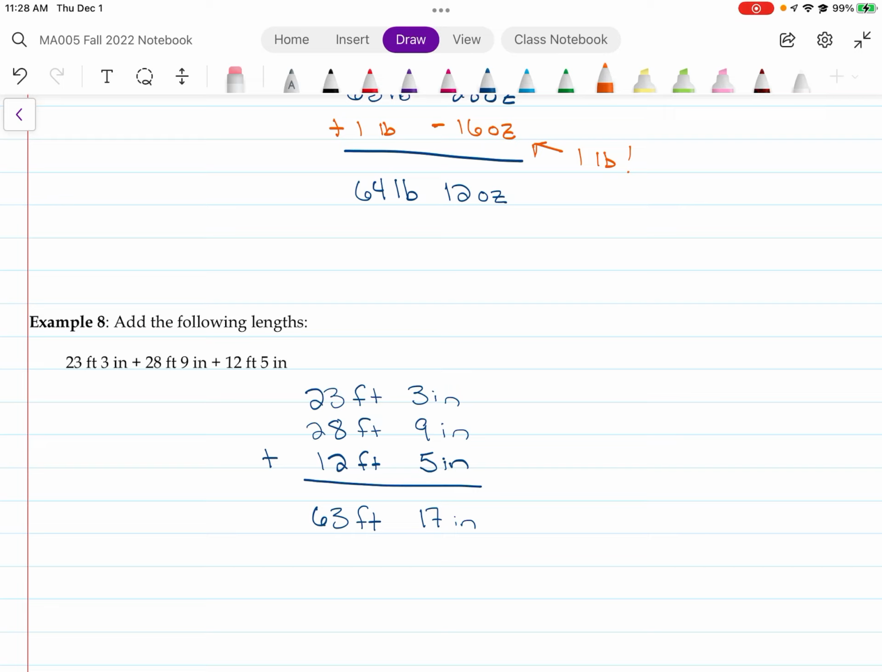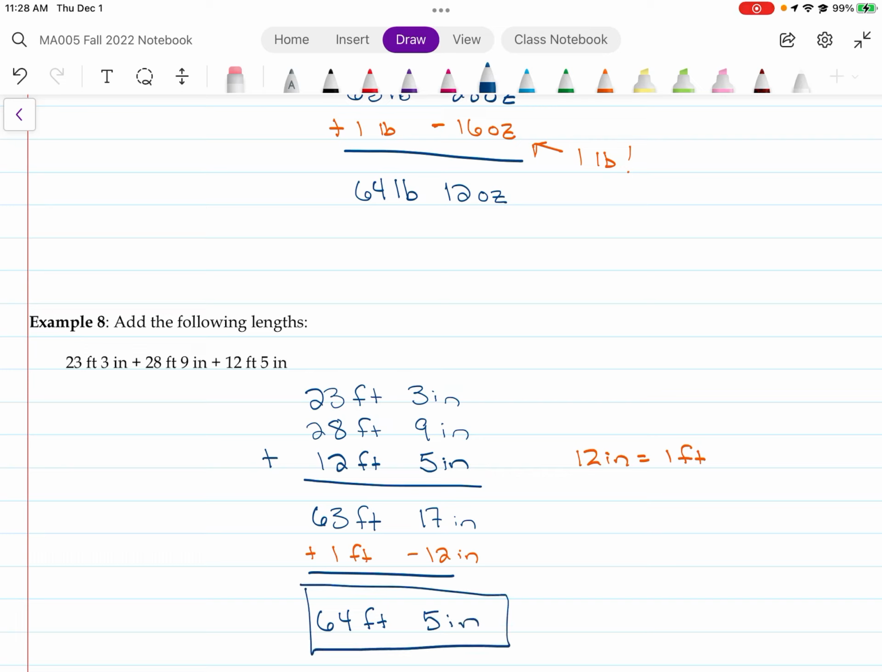All right, so I know that 12 inches equals 1 foot. So I need to pull a foot out of the inches. 12 inches is a foot. Then I have to add it over here to the feet. So we get 64 feet, 5 inches. 64 feet, 5 inches is our final answer.